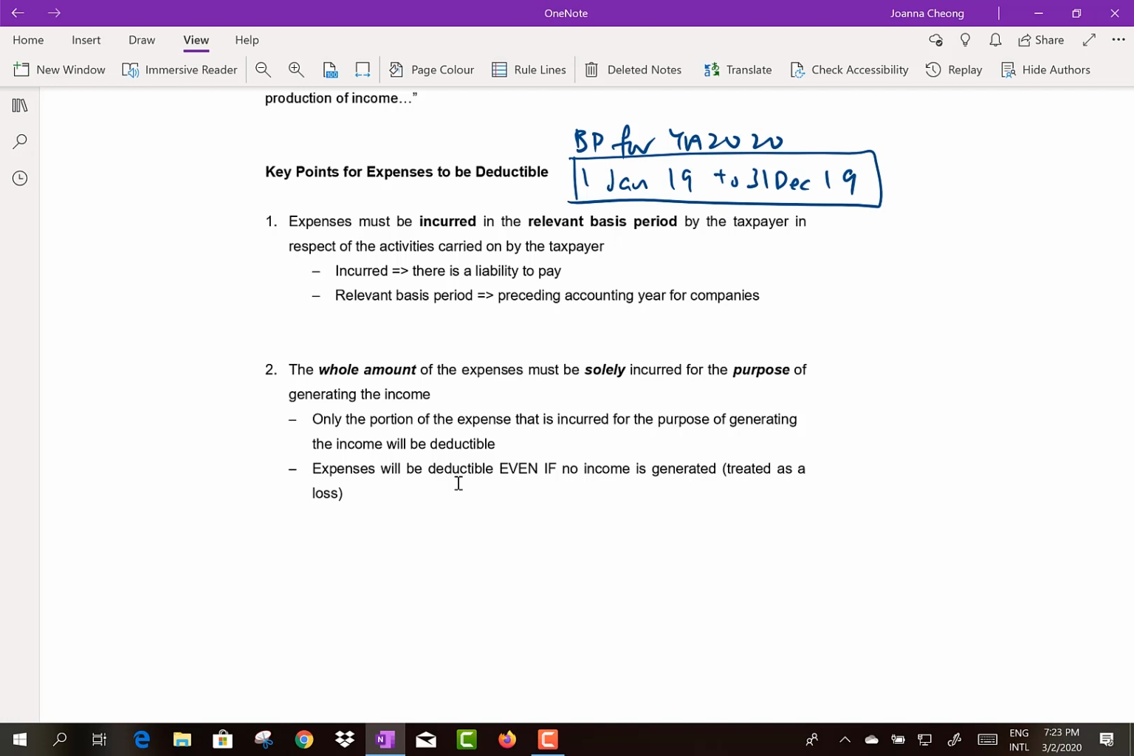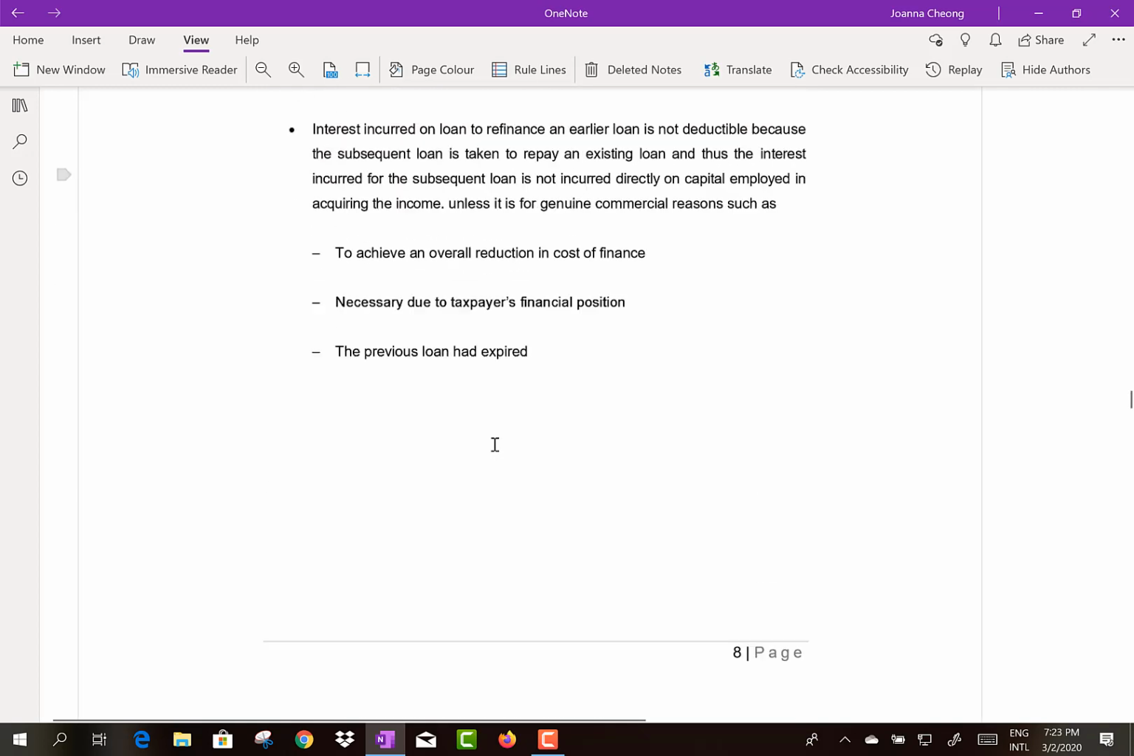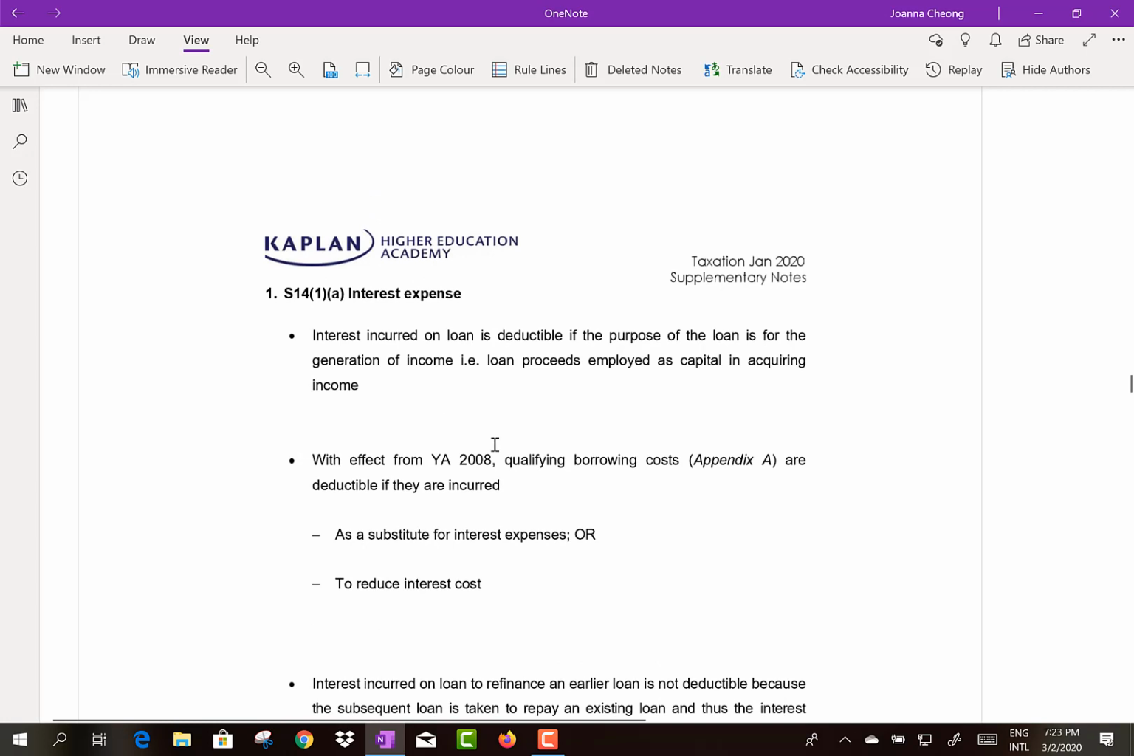Alright, so first thing first, let us look at section 14.1a. Okay, so this is on page 8. Are you there? Interest expense. Now, can you tell me, when will you incur interest expense? When you borrow money from banks, right, or even from other people who has the money, who has a surplus fund. So as a result, you incur interest. Now, I don't care whether it is long-term or short-term loan. Interest expense is actually deductible, right?